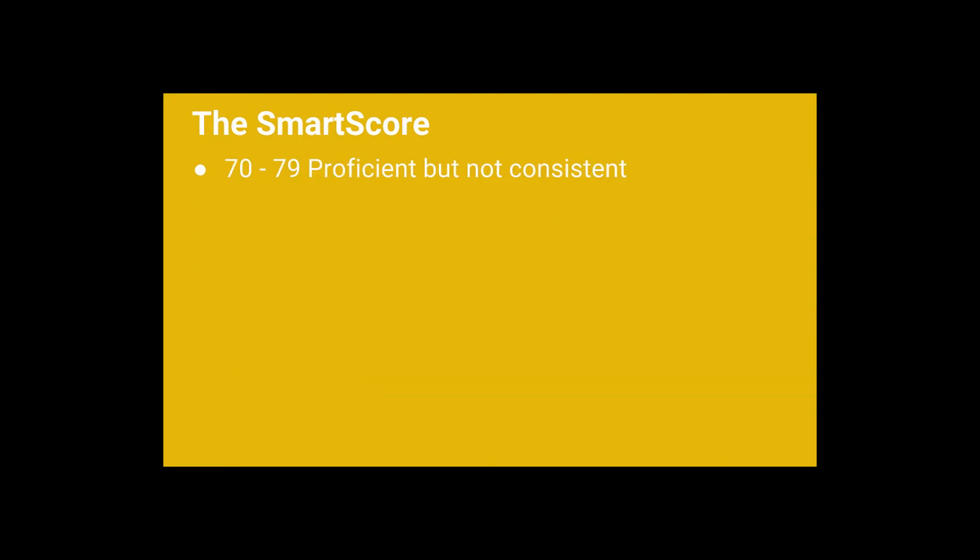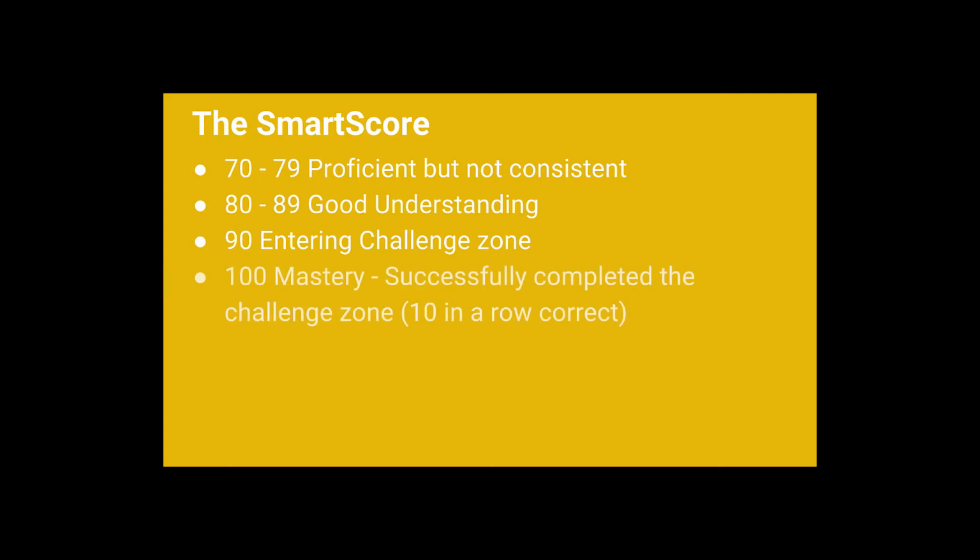A SMART score of 70 to 79 indicates that the student is proficient on that skill but not yet consistent. A SMART score of 80 to 89 shows that the student has a good understanding of the skill. And when they reach the SMART score of 90, they're entering the challenge zone. To get 100, which is considered mastery, that means that they have successfully completed the challenge zone with 10 questions correct in a row. So there is that high reward for your consistency.